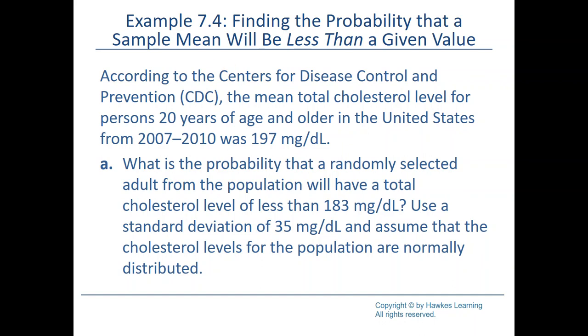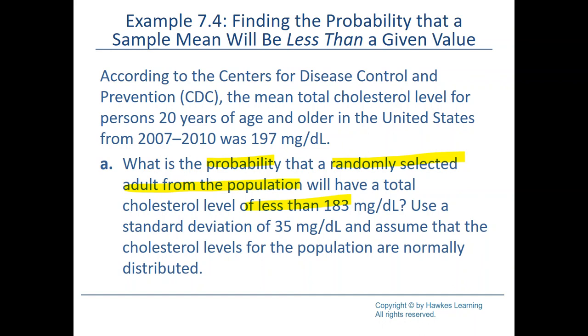What you need to make note of, and this is the part that I really want to bring attention to, is it says, what is the probability? So we already know that we're doing a probability problem. But what's really more important than that is the next part of it. That next part says a randomly selected adult from the population. That's really important, and remember that. Keep that in mind because that's going to change how we do the problem. So basically we're looking for the probability that our randomly selected adult is less than 183.